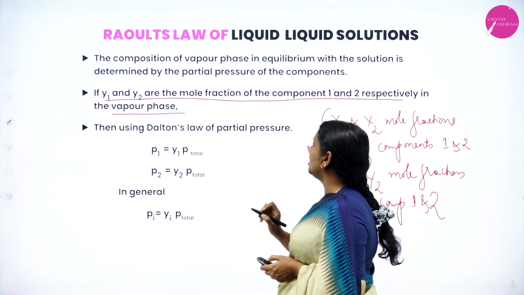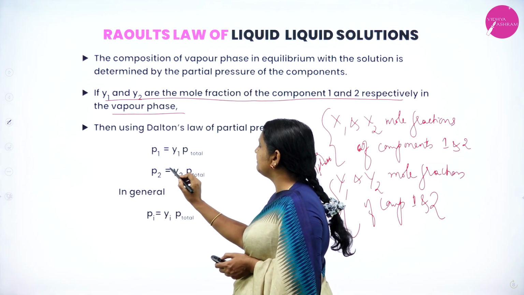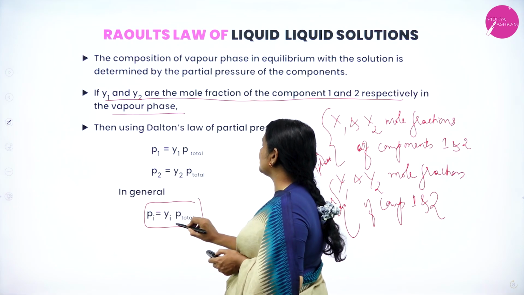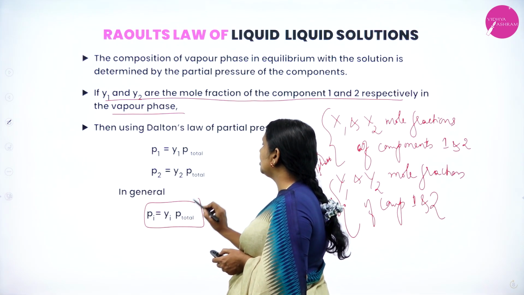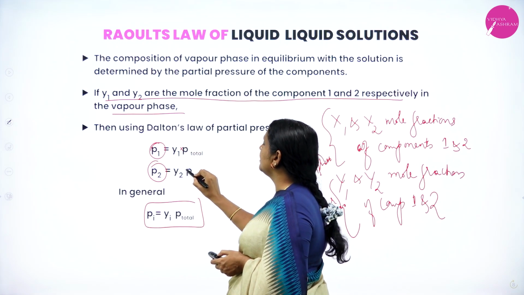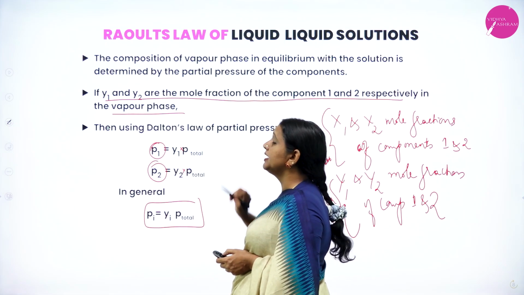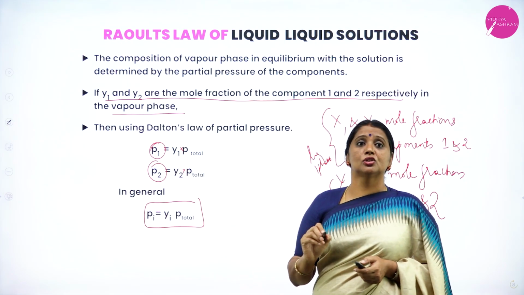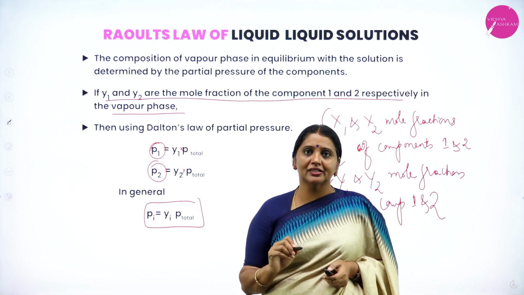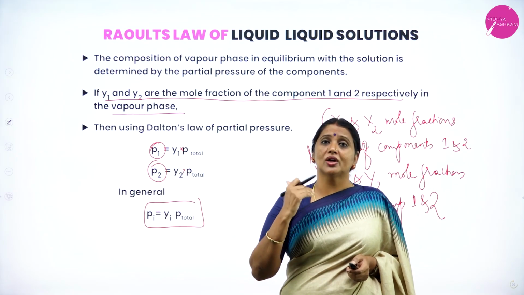Then using Dalton's law of partial pressure, P1 is equal to Y1 times P total, and P2 is equal to Y2 times P total. In general, Pi is equal to Yi times P total. The partial pressure of each component is nothing but the product of the mole fraction of that component in the vapor phase and the total pressure. Here x1 and x2 are mole fractions, and y1 and y2 are also mole fractions. But what is the difference?